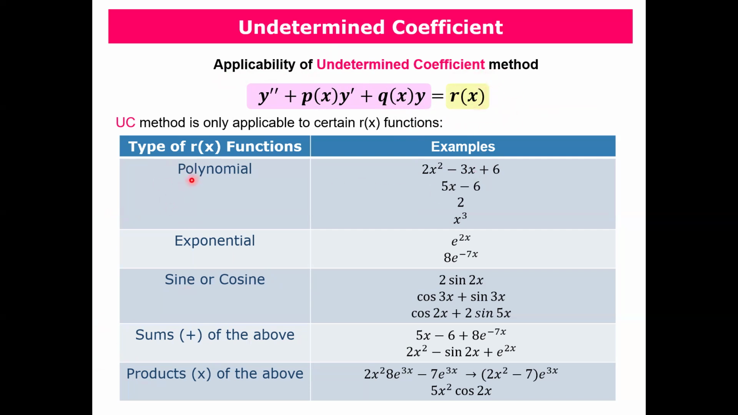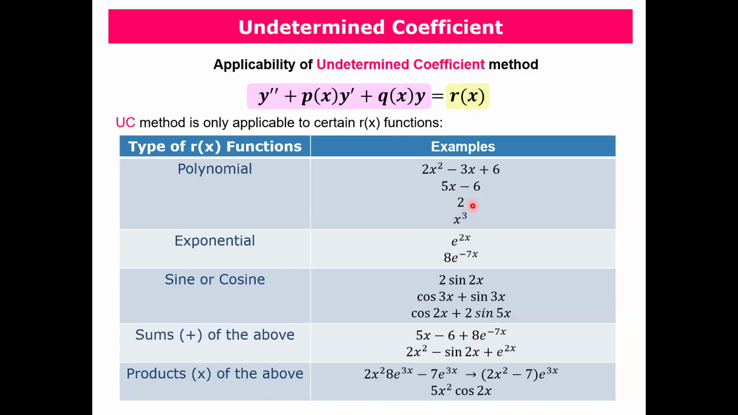Let's focus on these three types of function. The first one is polynomial, the second one exponential, and lastly sine or cosine. Any R(x) that is a sum of the above, or products of the above, can also be solved using this method. Okay. Polynomial R(x) function examples are these examples.